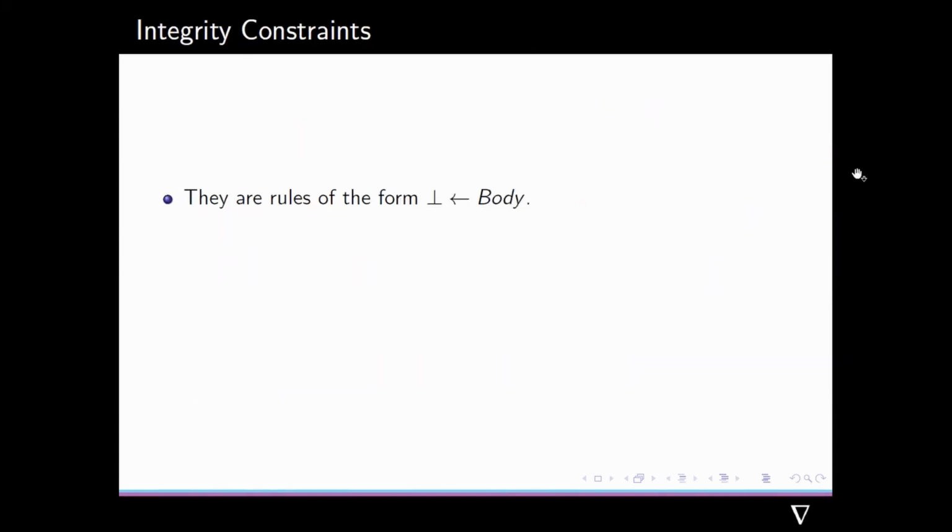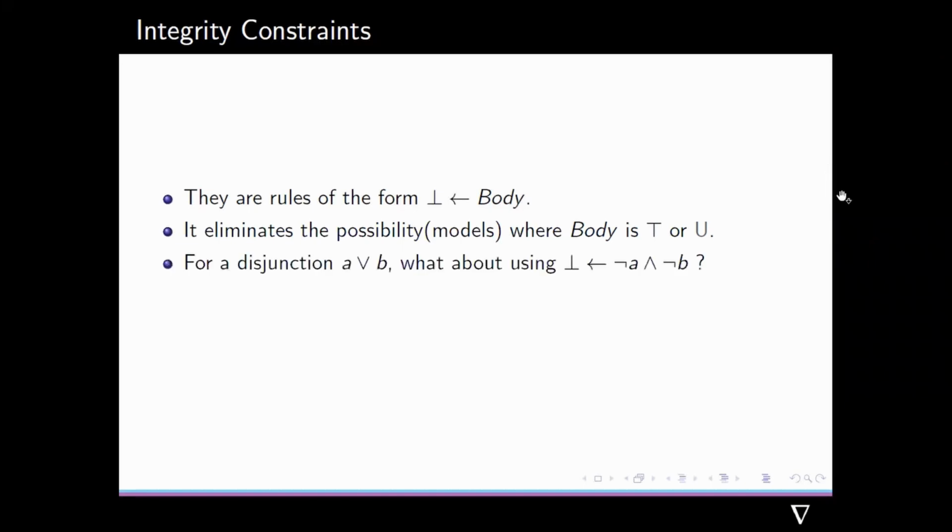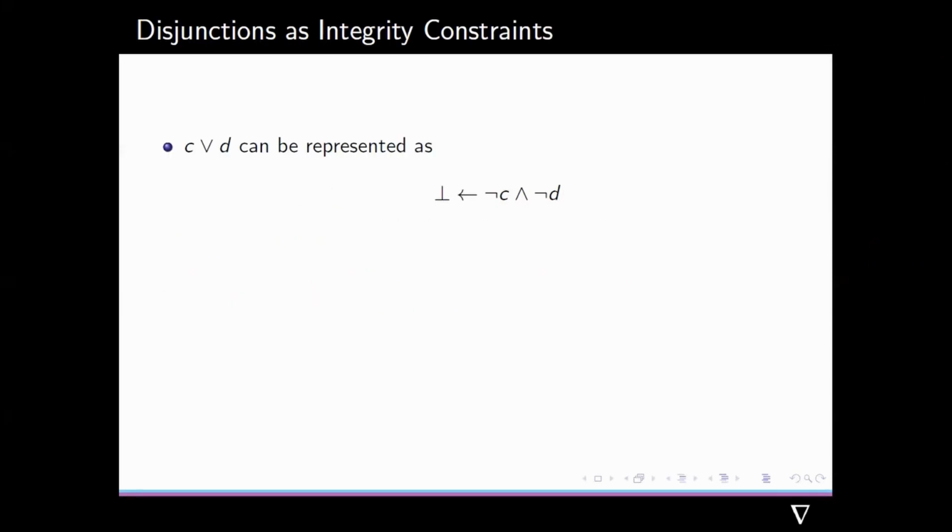Integrity constraints are rules of the form false if body, and this way you eliminate the possibility that the body is true or unknown. So for an inclusive disjunction A or B, you can use the integrity constraint false if not A and not B, and this way you eliminate all the cases where neither A nor B is true. The previously mentioned approach works perfectly for inclusive disjunctions, but for exclusive disjunctions, we need to add an integrity constraint that states that A and B cannot be true at the same time.